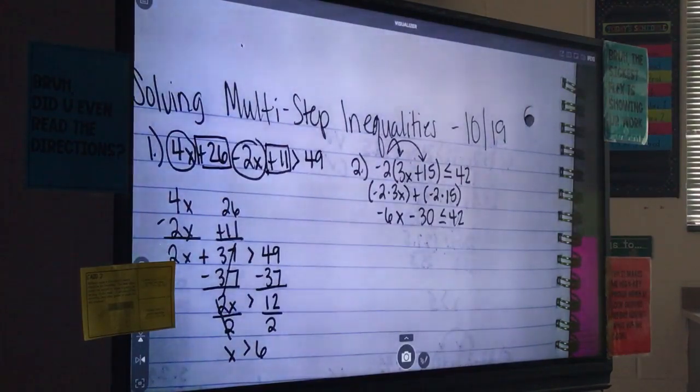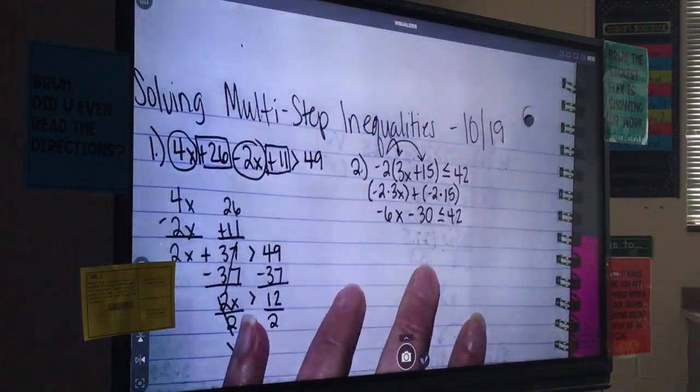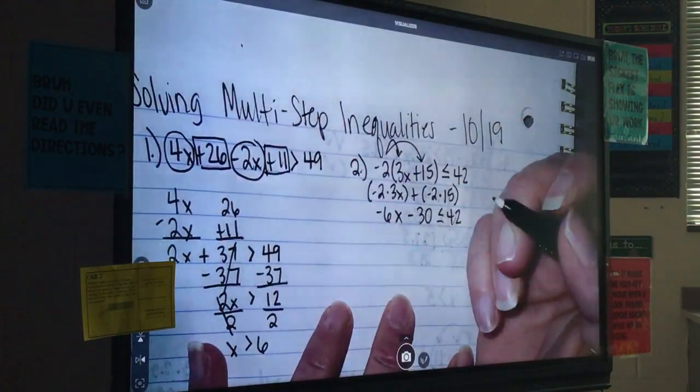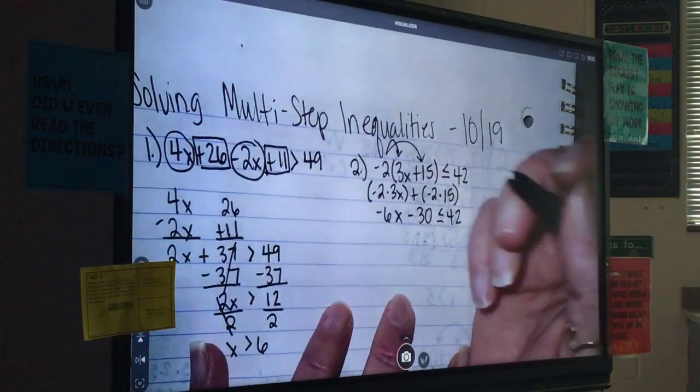X. Alright, go ahead and go over this question. X. No. X. Alright, so from here, Cam, what do I do with this minus 30? Put it on both sides. Do I add it on both sides or do I subtract on both sides? Subtract them. Are you sure?